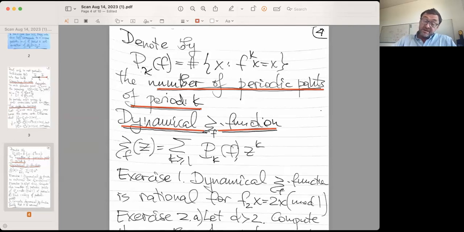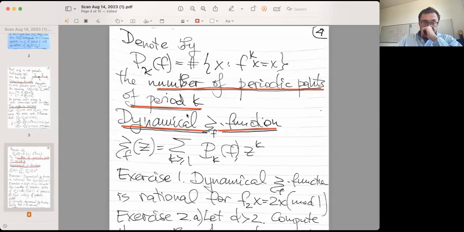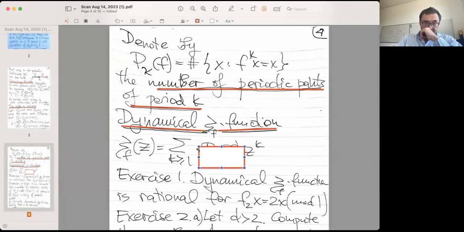And what is interesting is to see, for example, whether the number of periodic orbits grows to infinity as the period goes to infinity. And it is also interesting to see how quickly it goes to infinity. And about 60 years ago or 50 years ago, people were investigating the so-called dynamical zeta function. So what is a dynamical zeta function? Dynamical zeta function is when you take the number of periodic orbits, and you form a formal power series. Namely, you say z to the k times p_k of f.